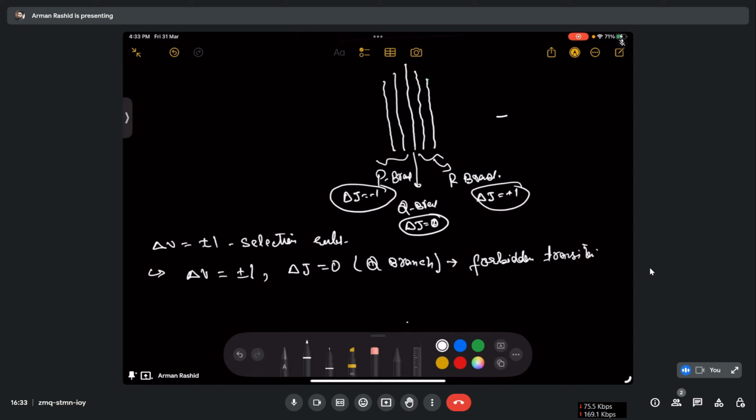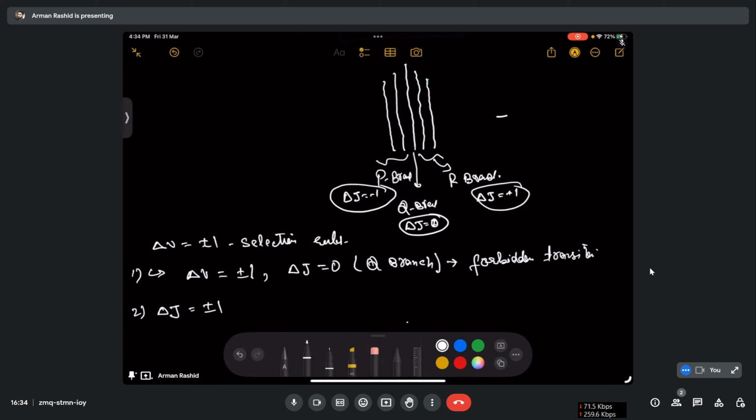Now I am talking about a heteronuclear diatomic molecule. So as a result, you will not see the Q branch in this case. This is the first selection rule. The second selection rule is that delta J is either plus 1 or minus 1.